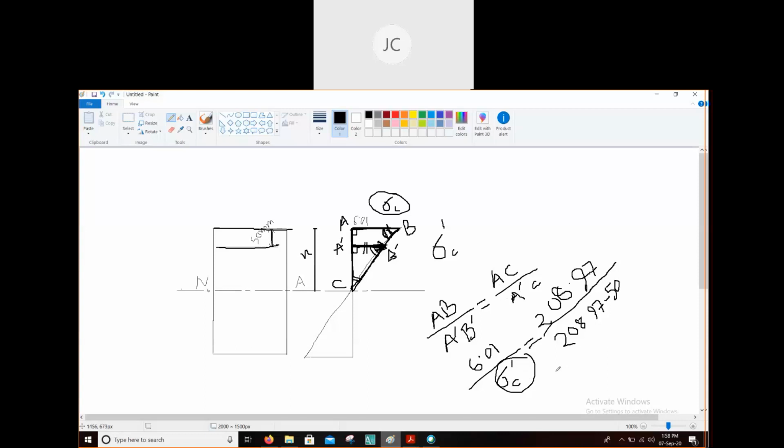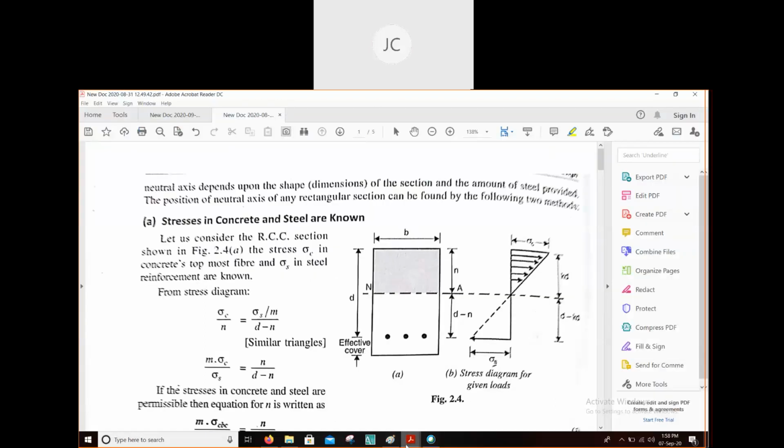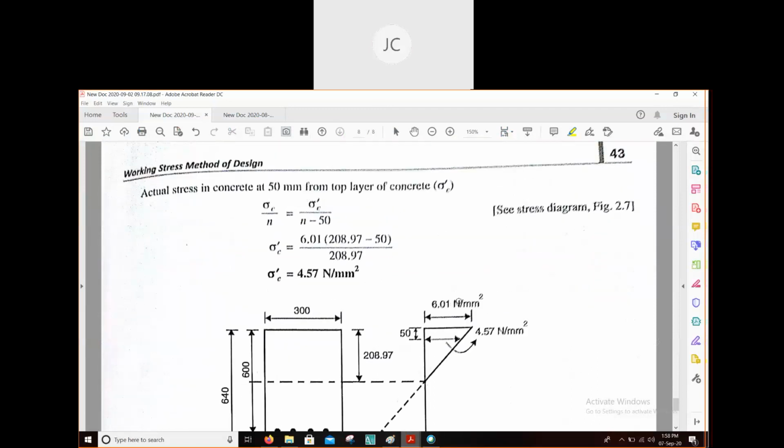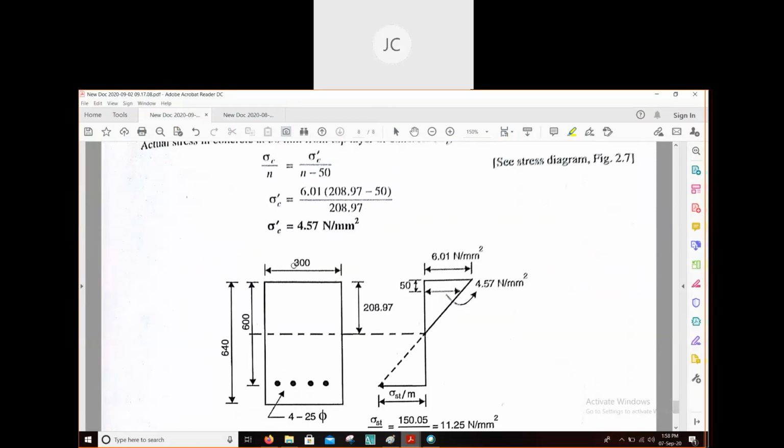Achumi, yes, sir. Wilson, yes, sir. Can you find out the value now? Yes, sir. Do you understand how we have used this formula? Yes, sir. So we have to use the property of similar triangles, and you find out this value. I will show you the value. Your value will be this one, 4.57. This is our final diagram.